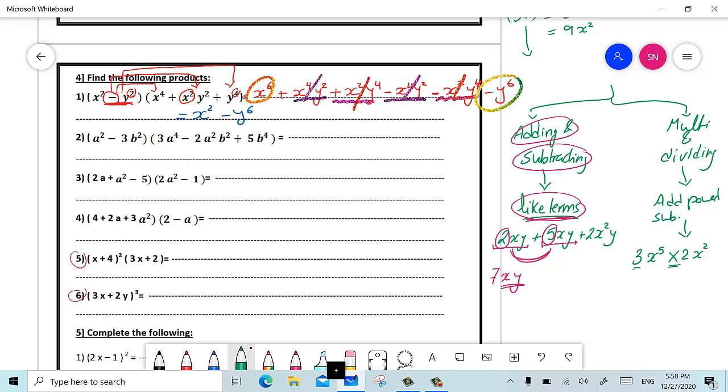I multiply the coefficients, 3 times 2, and this is equal to 6. And for the variables, I add their powers. So here I will have x to the power of 5 plus 2, so it is equal to 6x to the power of 7. Please don't get confused between adding and subtracting and multiplying and dividing. In adding and subtracting, the variables remain as they are. They do not get changed.